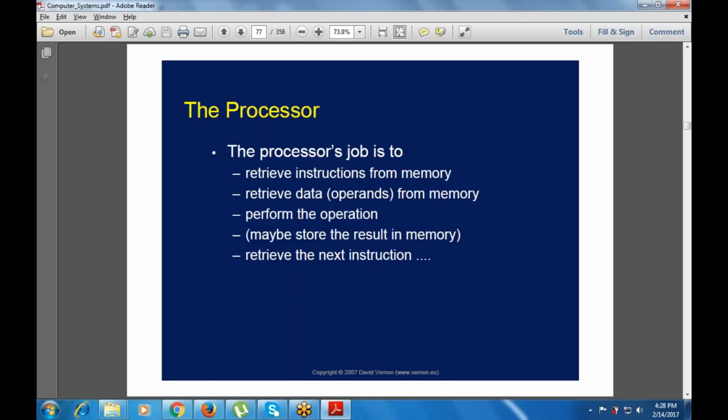Now the processor's job is to retrieve the instruction from the memory, and retrieve the data, or operand, from the memory, then perform the operation that is carried out. Then it may or may not store the result in the memory. Then it retrieves the next instruction. So one is retrieve the instruction from the memory, then retrieve the data from the memory, then perform the operations, then retrieve the next instruction.